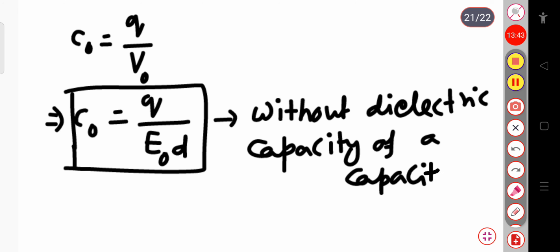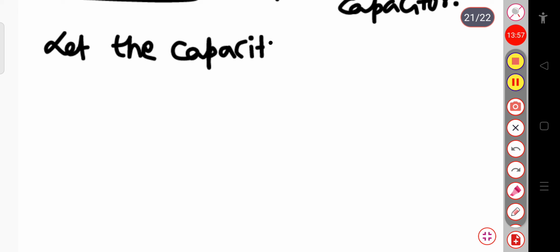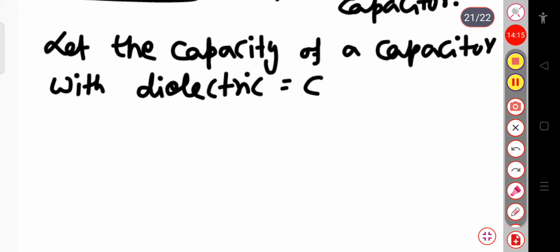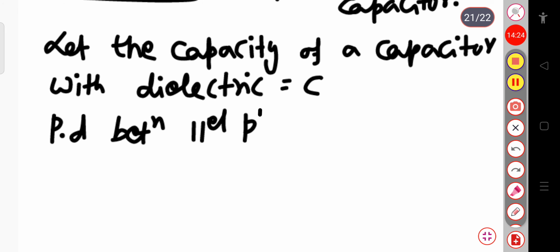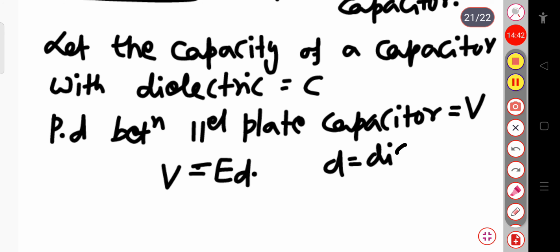Now if I introduce a dielectric, let the capacity of a capacitor with dielectric between the plates be C, and the potential difference across this parallel plate capacitor be V. Then the potential difference V we can write as V equal to E into D, where D is the distance between the parallel plates of the capacitor.